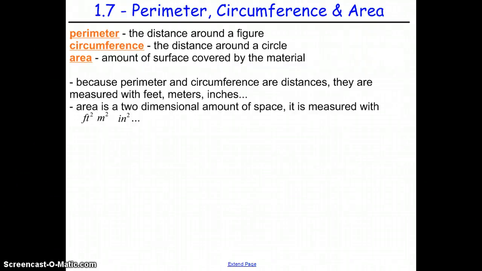Hello everybody. This is the notes for geometry class, section 1.7. It's the last section of the chapter. What we're talking about here is perimeter, circumference, and area.